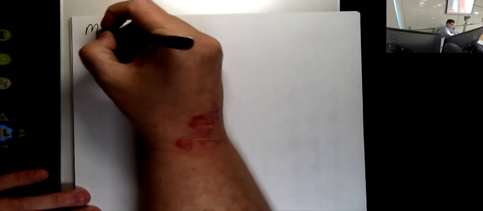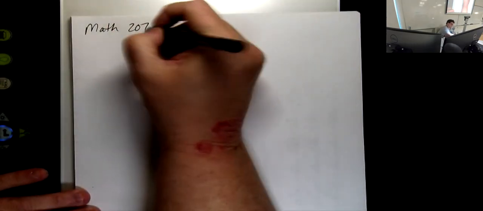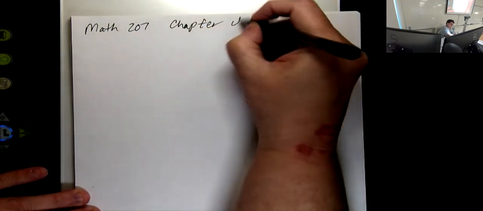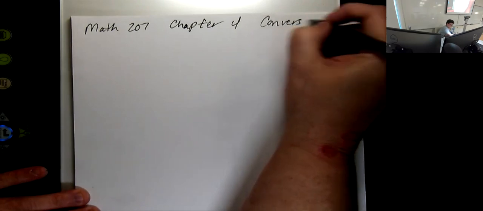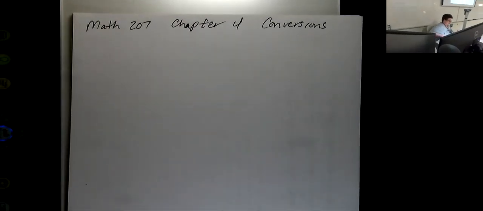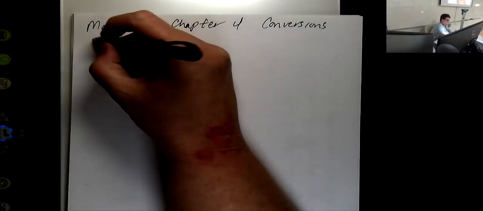We were doing conversions, where we had our conversion bridges. Let's maybe do some more. Chapter 4. This is on conversions. So let's say we want to know how many seconds are in 1 year.